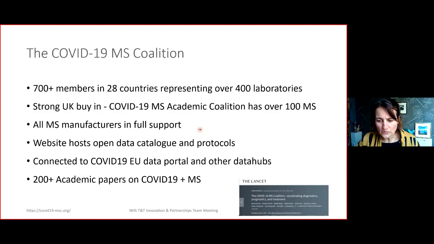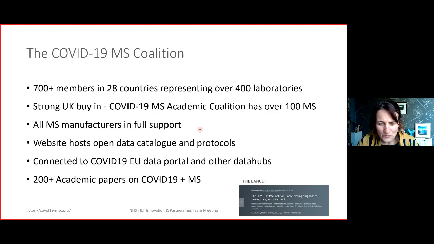Our website hosts an open data catalogue, and working with the EU data portal, we will connect to any data hubs. So our aim is to catalogue all the proteomic data. So I urge you, and I will be writing to some of you, to ask you to submit that data. And a lot of that is also driven by Kostas Thalassanos at UCL.